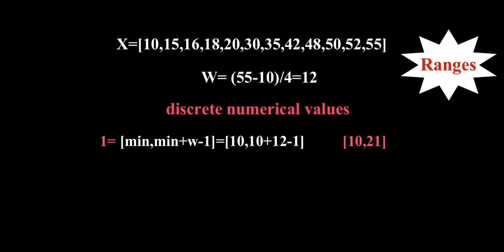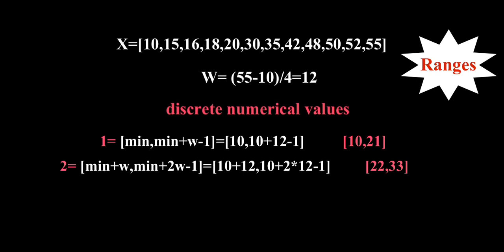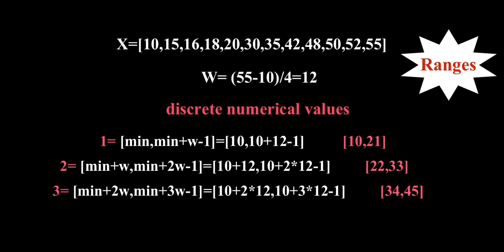Then, to find the second range, we will apply minimum plus W. It will be the first value in the second range till minimum plus 2W minus 1. The result will be 22 till 33. So for the third range, we can write minimum plus 2W till minimum plus 3W minus 1, and so forth.